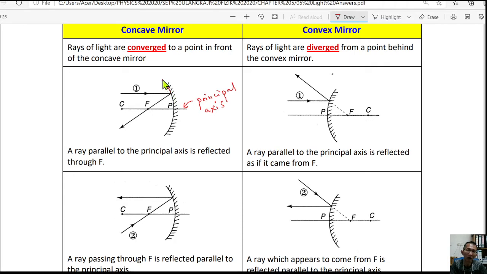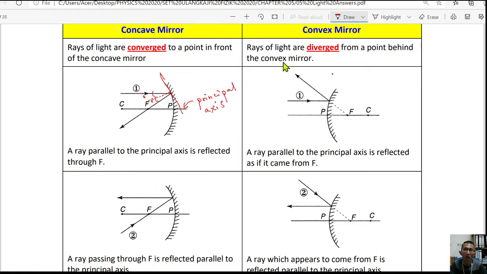If I draw my tangent line here, and then I draw my normal, you can see that the incident ray here is being reflected according to the law of reflection, whereby here is my I, and then here is my R, angle of reflection. And that's why when I have a parallel ray to the principal axis, that light ray will be reflected towards our focal point. That is step number one.